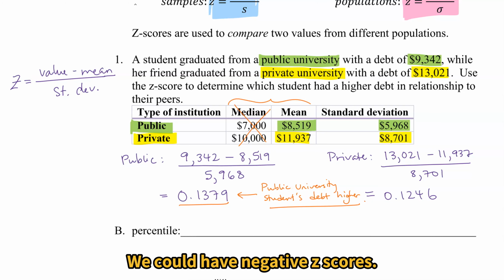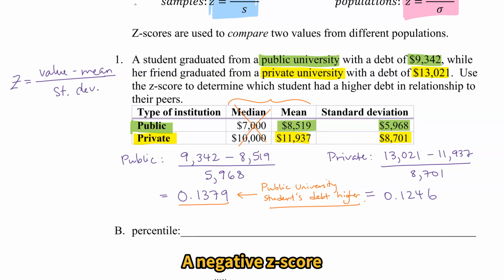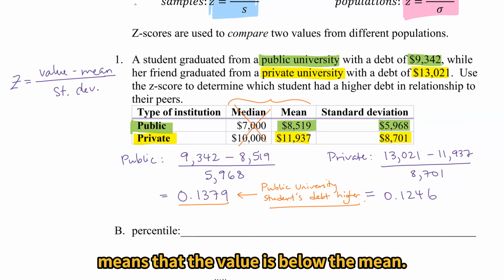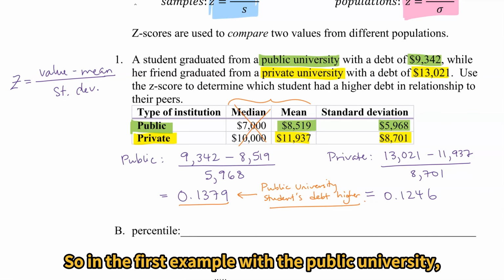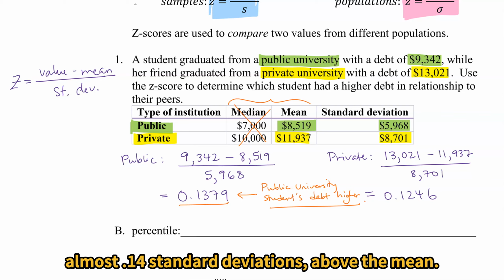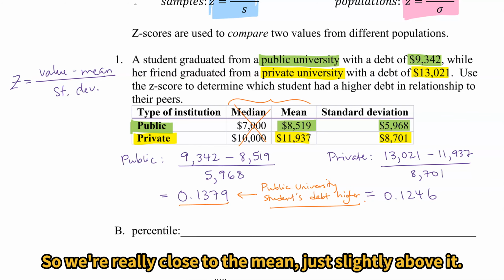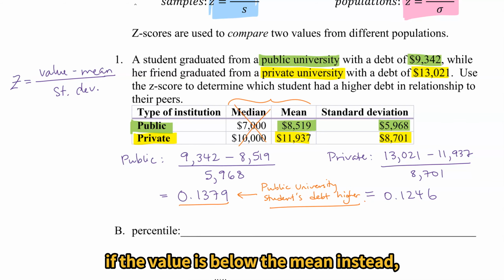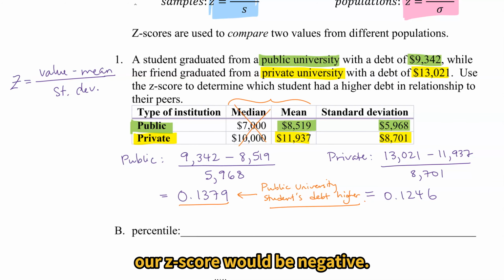We could have negative z-scores. A negative z-score means that the value is below the mean. So in the first example with the public university, we are 0.13 standard deviations, almost 0.14 standard deviations above the mean. So we're really close to the mean, just slightly above it. If the value is below the mean instead, our z-score would be negative.